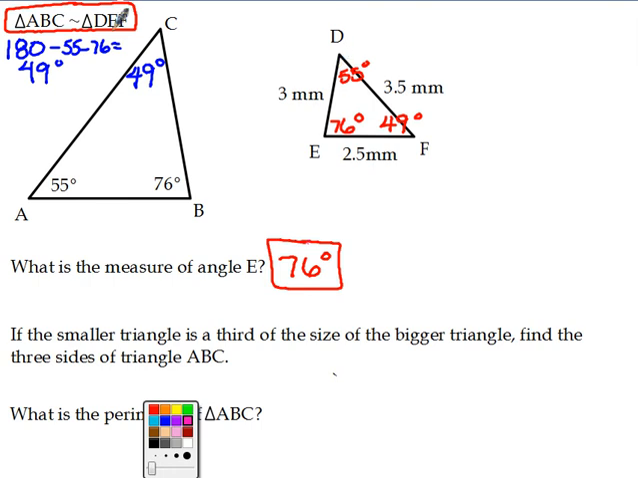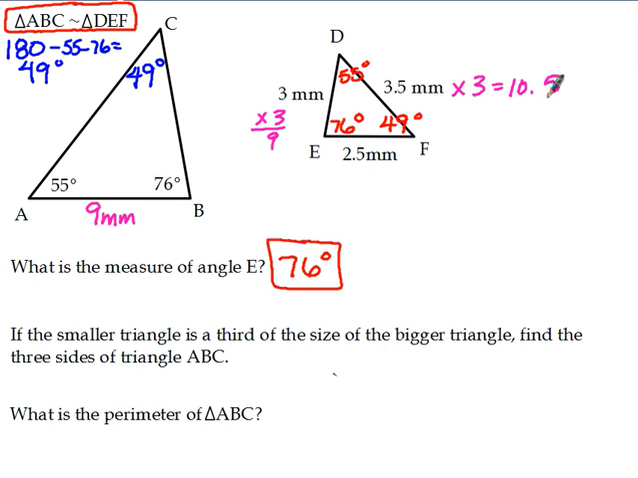So DE goes with AB, so that's down here. So 3 times 3 tells me that this side is going to be 9 millimeters. DF goes along with AC. So 3.5 times 3 is 10.5. So this over here will be 10.5. And then finally EF goes with CB. So 2.5 times 3 is 7.5.